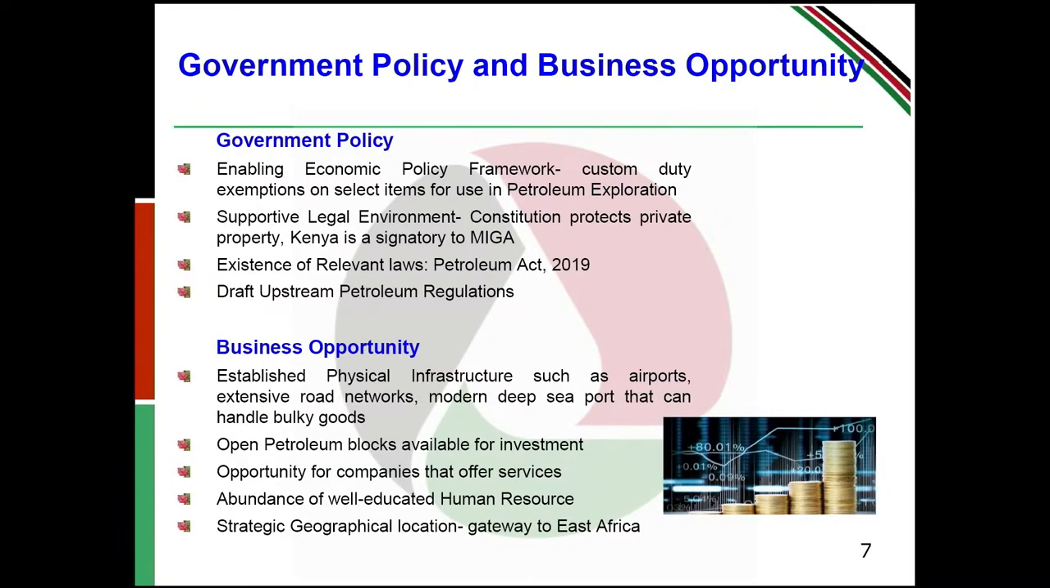So then what is in it for the government and the business opportunity? The government has an enabling policy framework, and when companies come to carry out exploration, there are times when they are given exemptions on certain items that are to be used in the exploration. We also have a supportive legal environment.